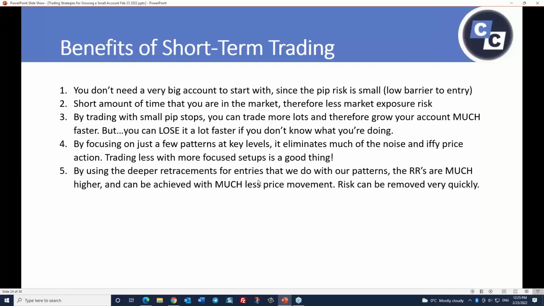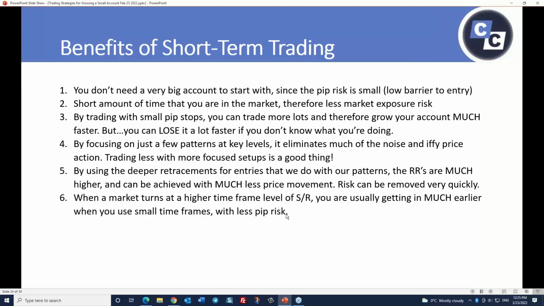That's a good thing to do. Using those deep retracements that I showed you for entries that we do with our patterns makes the reward risks much higher, and they can be achieved with much, much less price movement. Like if you get a 12 pip stop, for example, price has only got to go up 12 pips before you can either take profit on half of your position, remove the risk, whatever you're going to do. Not very much of a move.